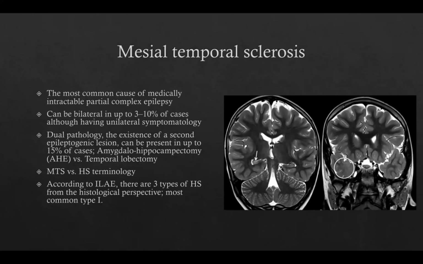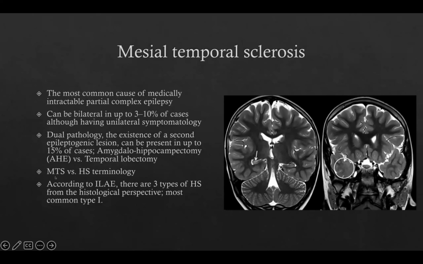So why is it important for us not to be happy just when we have one cause of epileptogenic foci? Because let's say that the patient has mesial temporal sclerosis and also a second lesion, the surgical approach will be different. Okay, if there are dual lesions, the neurosurgeons might plan for temporal lobectomy rather than just amygdalohippocampectomy if it's just a hippocampal sclerosis.